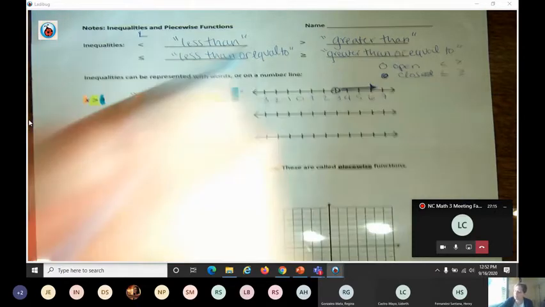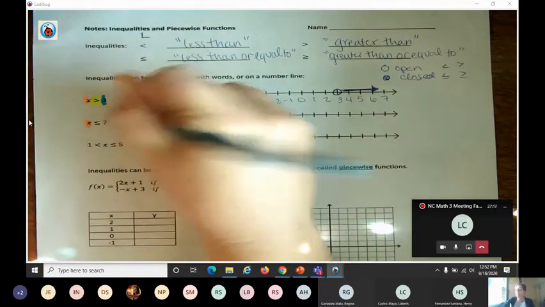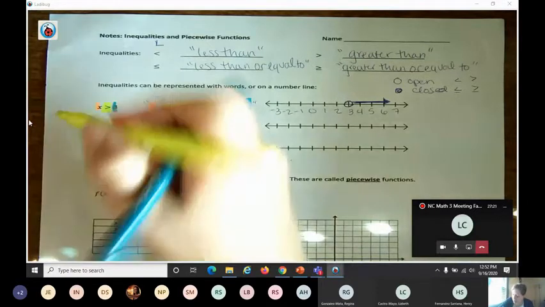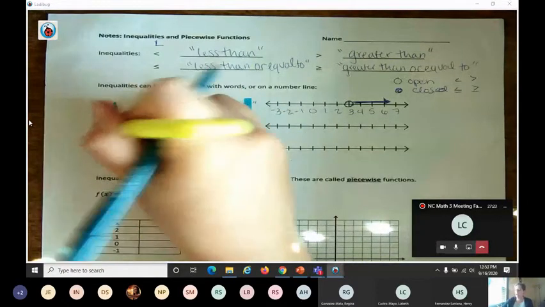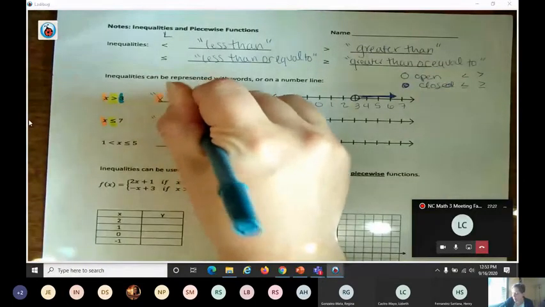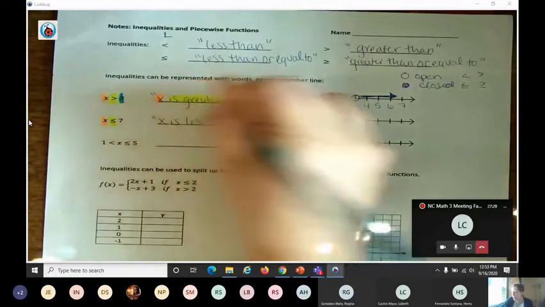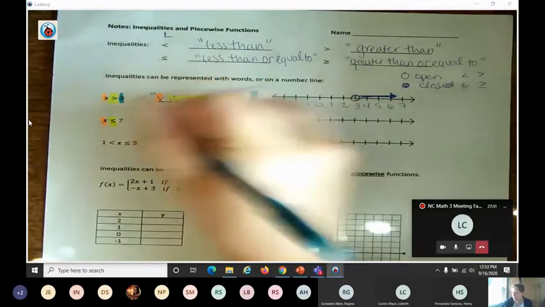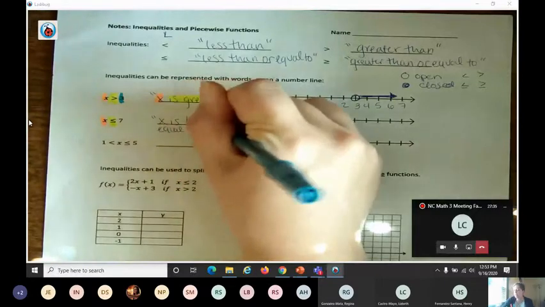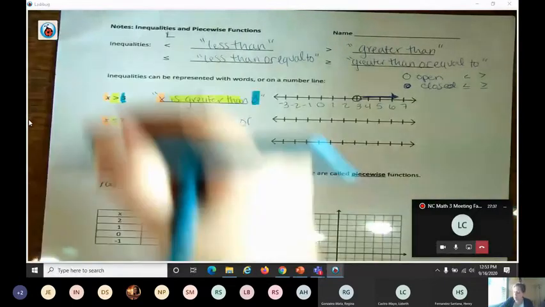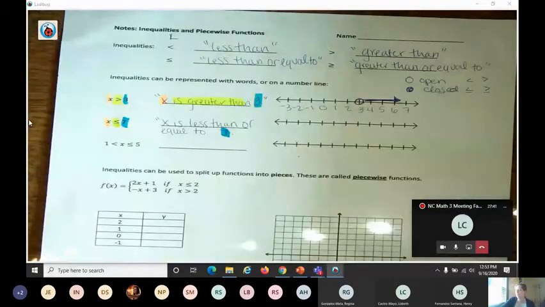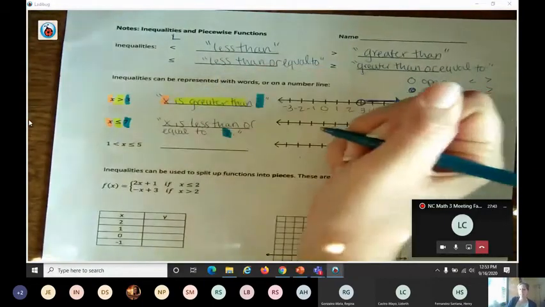So in the next one, we have our x as usual, so that's going to start out our little sentence. And this time we have a different symbol. We have a less than or equal to symbol. So we're going to write x is less than or equal to 7. And 7 is our number. Okay, so that's my sentence.